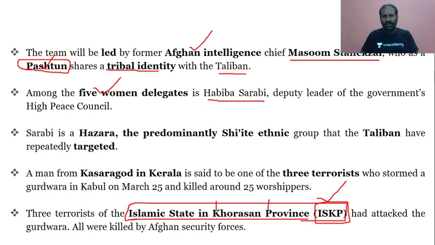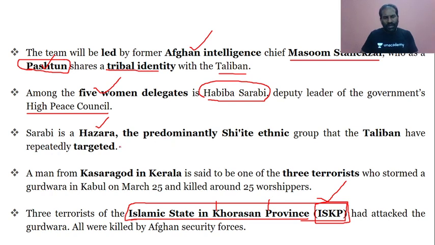One of them is Habiba Sarabi, who is the deputy leader of the government's High Peace Council. This is just for information, and if possible, a question may be asked in the prelims: the 21 member team which has been part of the team to negotiate, and the women delegates led by Habiba Sarabi. And Sarabi is a Hazara.